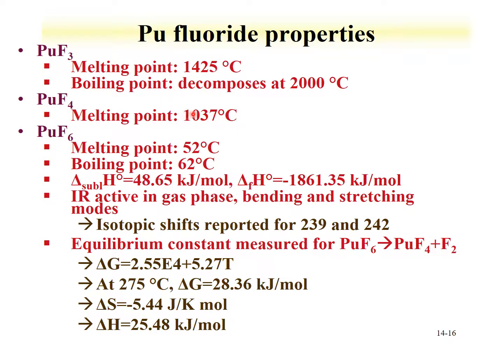The fluorides have melting points which are higher than the metals, right? Melting points of about 1400 C for the trifluoride, about 1000 C for the tetrafluoride, and a very low melting point, high vapor pressure for the hexafluoride. The hexafluoride has been examined by IR, and isotopic shifts have been reported for the IR spectra of plutonium hexafluoride with plutonium-239 and plutonium-242.